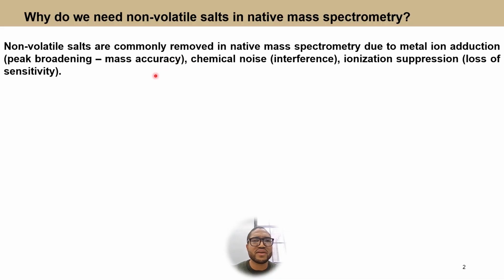Now, to understand the motivation behind my research work, I need to answer the following question. Why do we need non-volatile salts in native mass spectrometry when we know that non-volatile salts are commonly removed in native mass spectrometry due to metal ion adduction, which causes peak broadening and ultimately affects the mass accuracy of the measurement? It also introduces chemical noise and ionization suppression, which translates into loss of sensitivity.